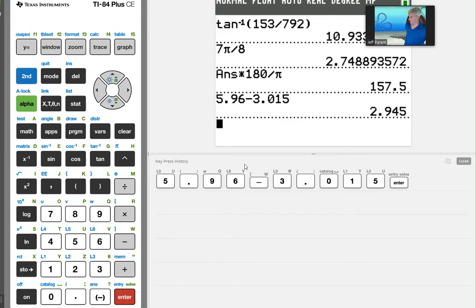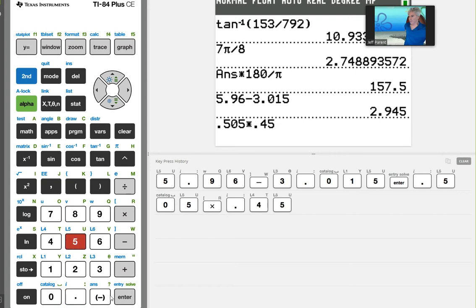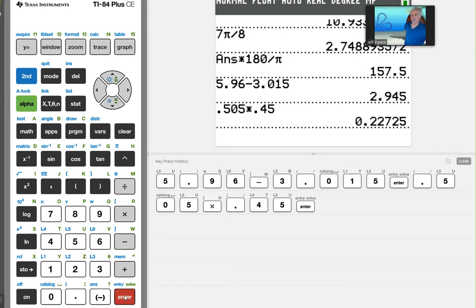Now let's do 0.505 times 0.45. And I get 0.22725. I'm just going to write down that whole thing, 0.22725 minus phi.